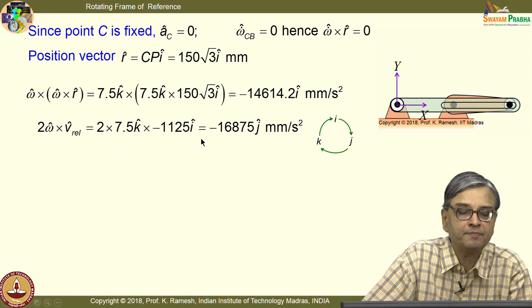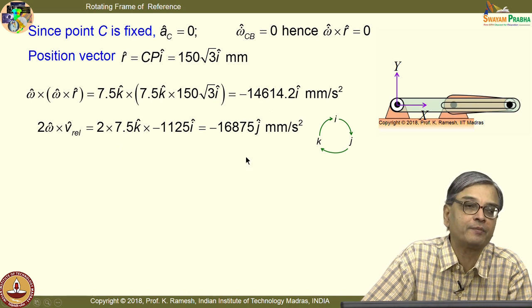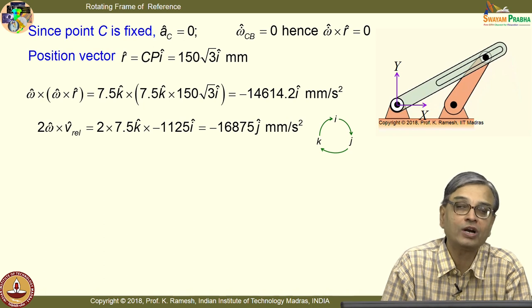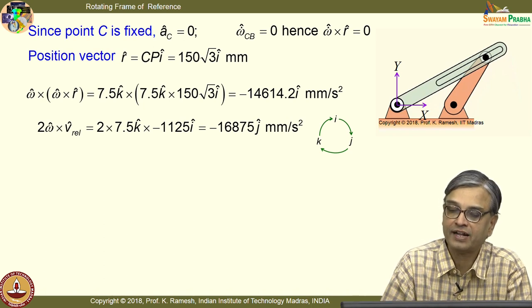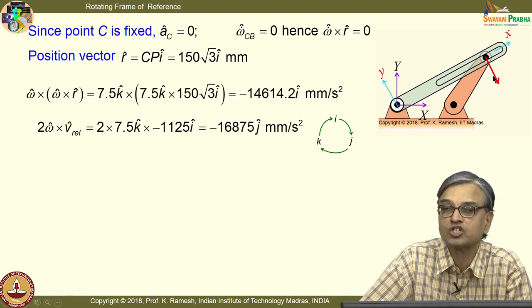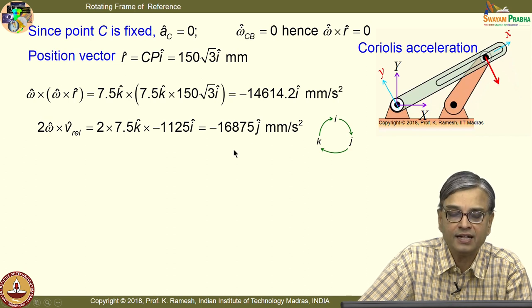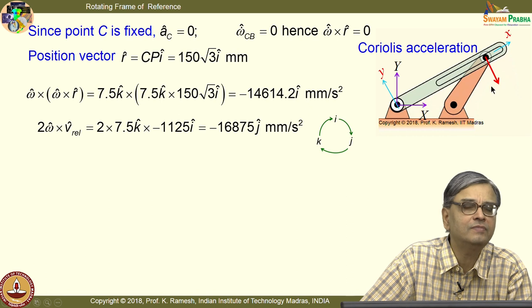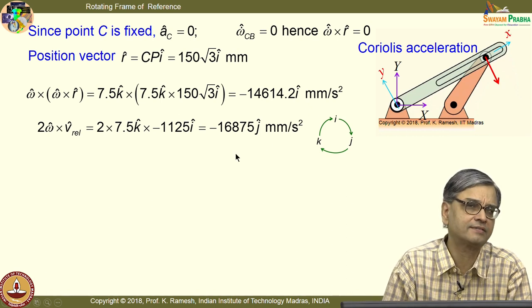Usually, this is the component people have failed to observe sitting on the rotating frame of reference. And you need to understand how this component is reflected in the mechanism. What is its direction? So, I have this, the point A is like this, and if I interpret this and put the Coriolis acceleration, this is perpendicular to the slot and this is in the negative direction of j.